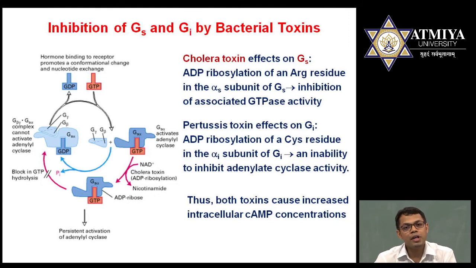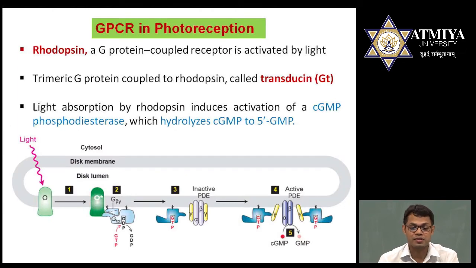So the concluding remark is, cholera toxin works on GS alpha, while pertussis toxin works on GI alpha. These two are different, but finally both are responsible for the increased level of cyclic AMP. You should always remember these questions; they are most important and usually asked in certain types of examinations.